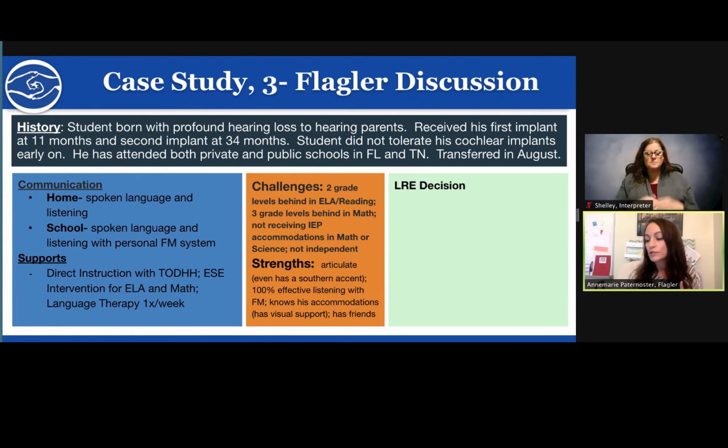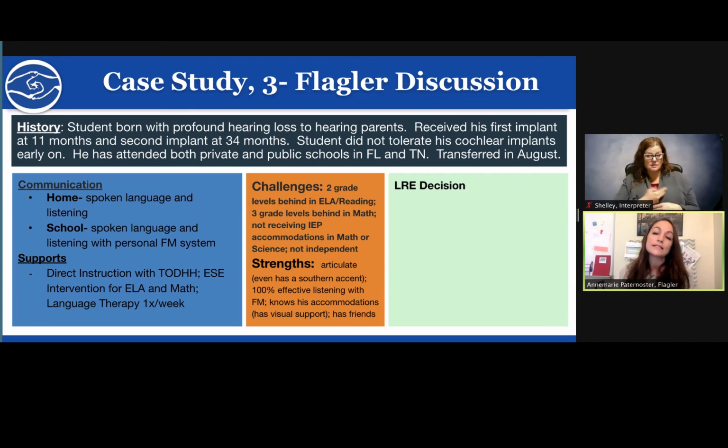He did go through early intervention. He has amazing parents, super supportive. He actually also has a younger sister, just a grade level below him, and she is also bilaterally implanted. But he has been kind of around Tennessee and Florida in different settings, different school settings, and just transferred to Flagler County in August for us.